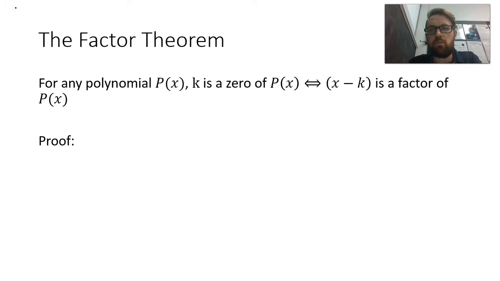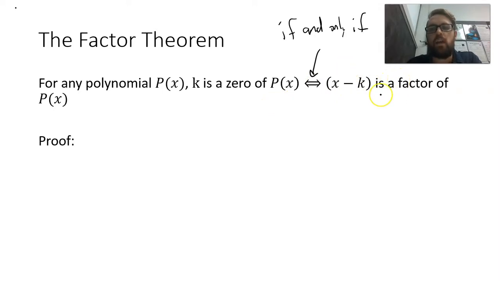All right, so the factor theorem states that for any polynomial p of x, so we've been dealing with this language for a while, just labeling a polynomial p of x, k is a zero of p of x if and only if, so this arrow here, we may or may not have seen this before. This little double arrow here means if and only if x minus k is a factor. So the double arrow means it goes both ways. So if one is true, the other is true, and vice versa.